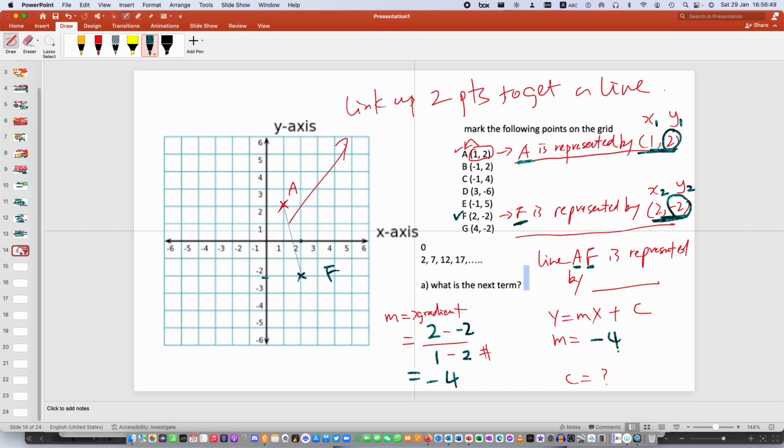Okay? So now your job is to find c, right? Because you have already found m, the next one is c. How do you find c? c is very simple. So your m is negative 4. So your entire thing becomes y is equal to negative 4x plus c. So now your job is, how do you find c? You find c by putting in 1 and 2. 1 is the x1, right? Okay, good. So x replaced by 1. y is your 2.